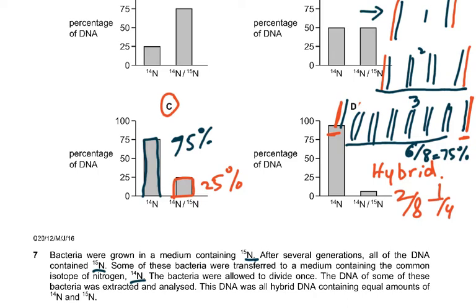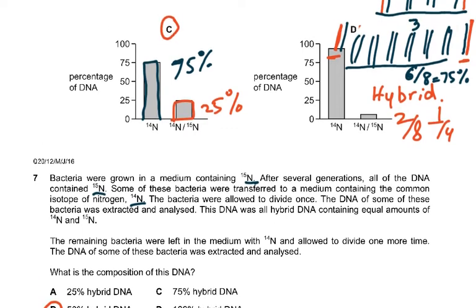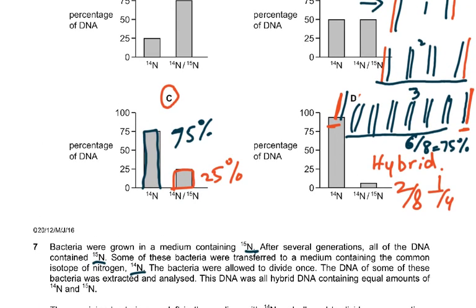50% was hybrid and 50%. So, what is the composition? So, you had 50% of the hybrid DNA. Hybrid DNA is the one which is N15 and N14. So in this situation, if you look at this, the hybrid one is this, and this is... so out of four, two out of four is 50% hybrid DNA.